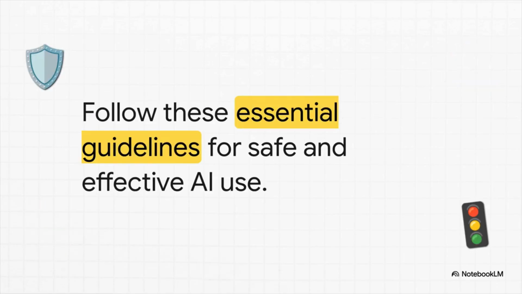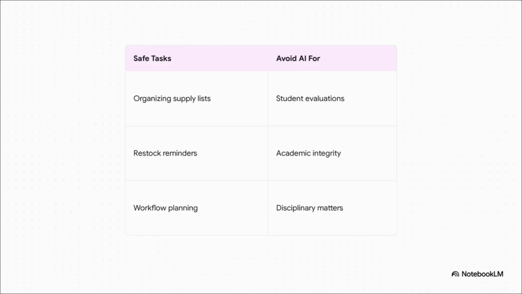Which brings us to the guardrails. These are the non-negotiable safety rules for your new AI sidekick. Stick strictly to operational tasks. Do not ever use AI for student grading or performance evaluations.